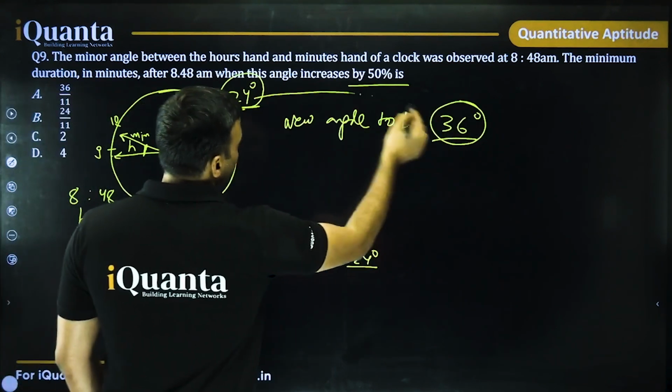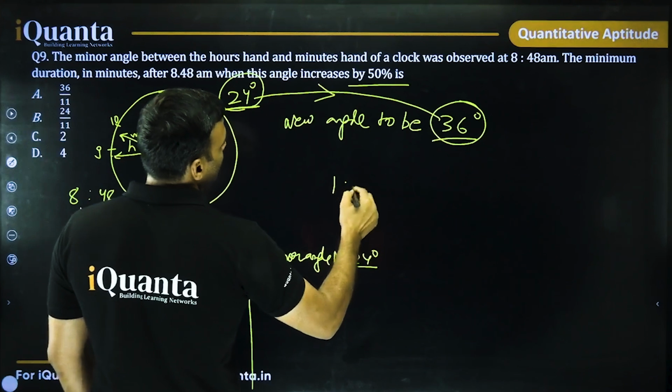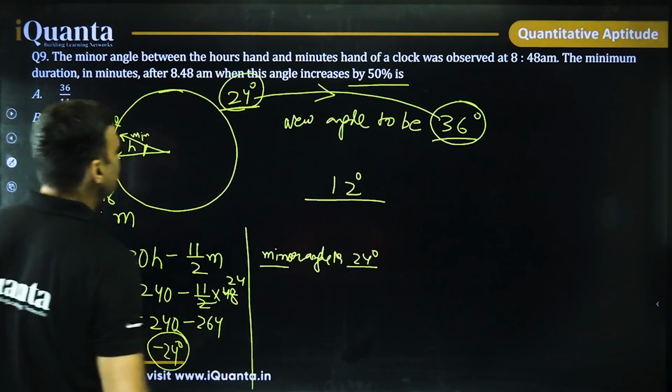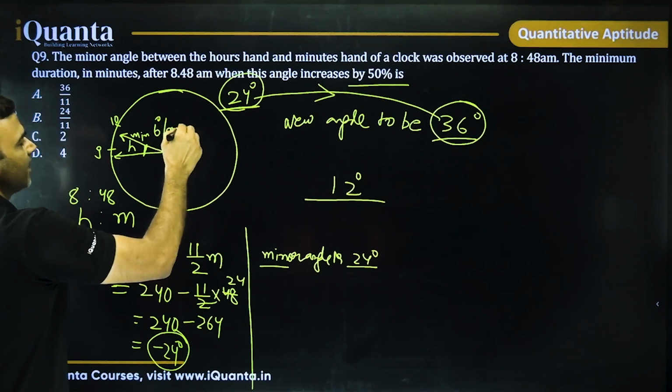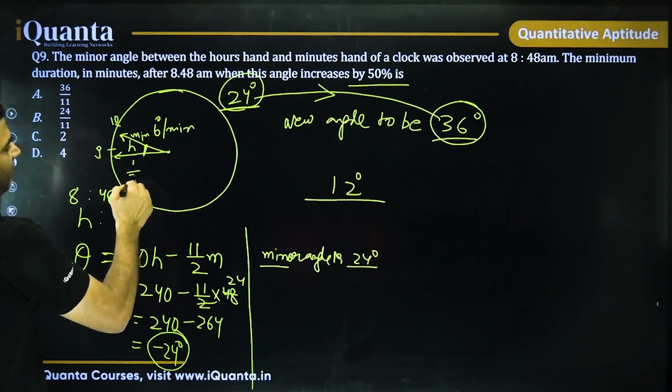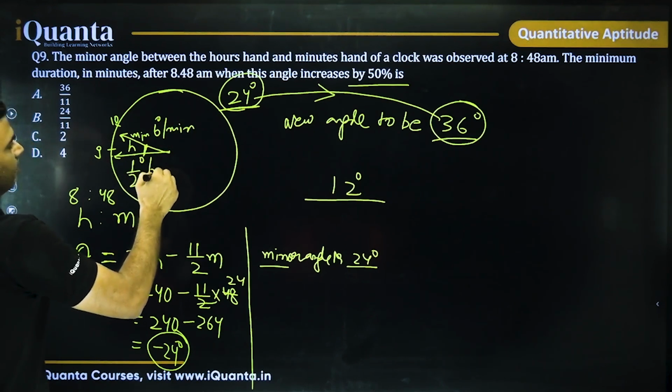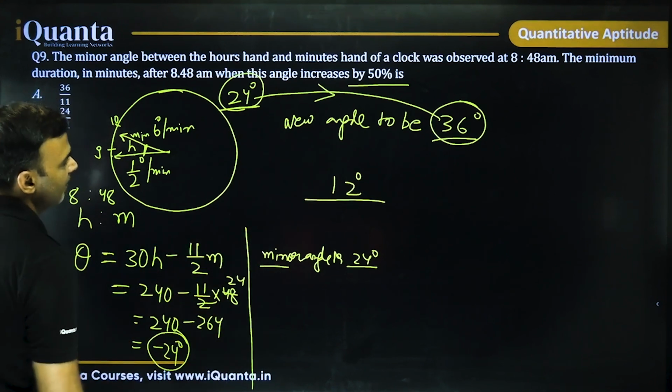That means the distance that is needed to be traveled is 12 degree. And the relative speed of these two, you see, minute hand speed is 6 degree per minute. ये सब याद रखना है normally. And hour hand speed is half degree per minute. Okay, so the required relative distance to be traveled is 12 degree.